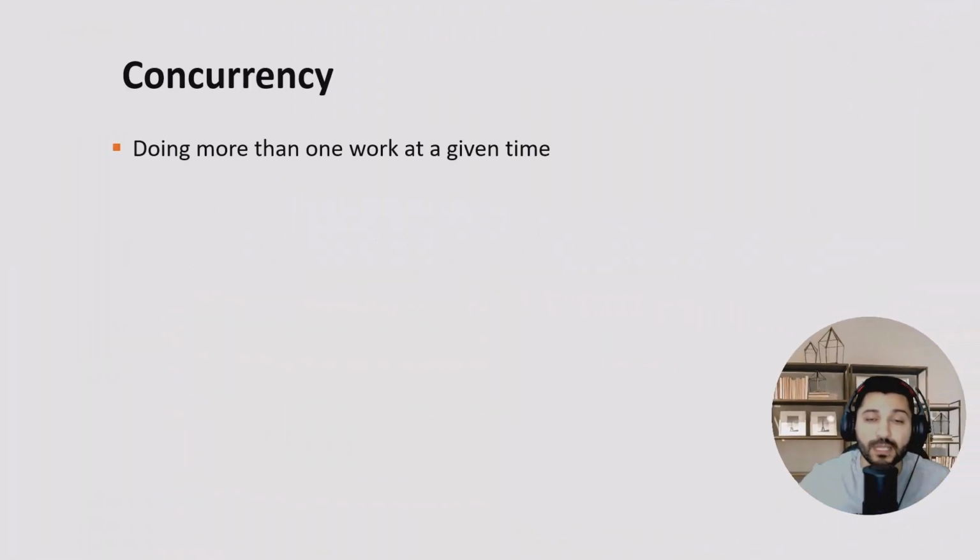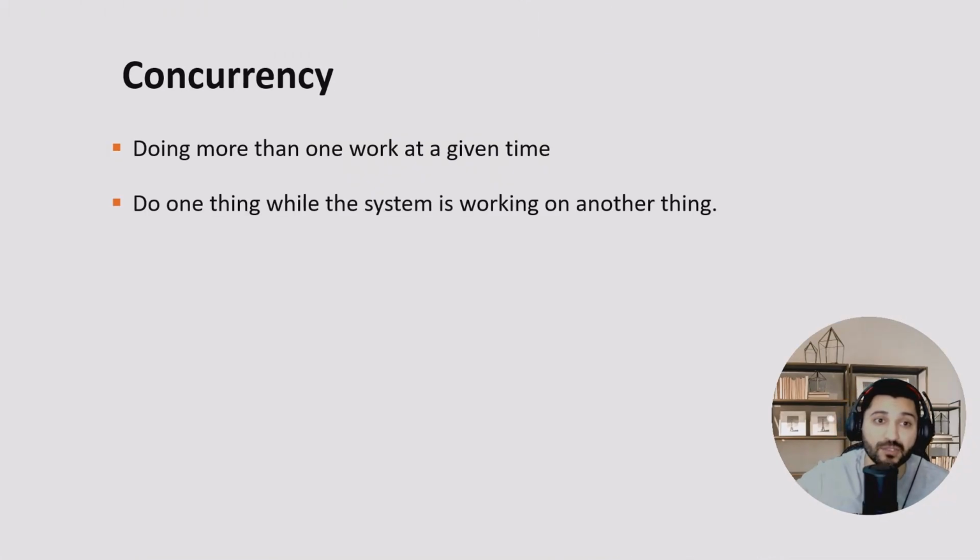Concurrency is doing more than one piece of work at a given time. Actually, doing one thing while the system is working on another thing. This is how we define concurrency. If you want to dive into the details of concurrency with async await, just check my other tutorial, Master C# async await with concurrency like a senior. For now, I will focus only on the delegates related to concurrency.